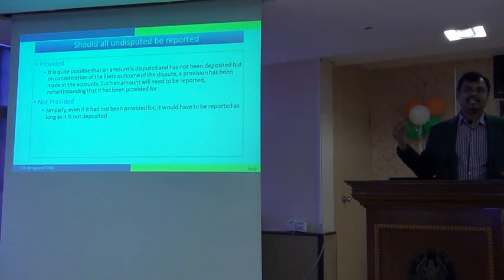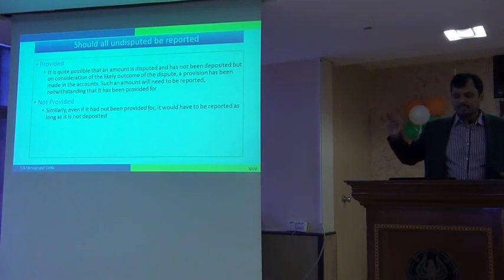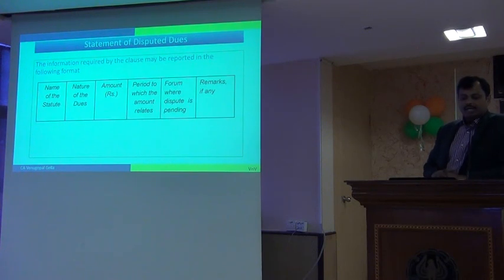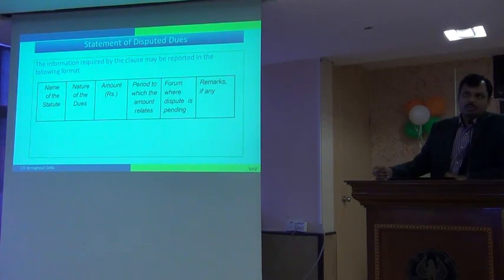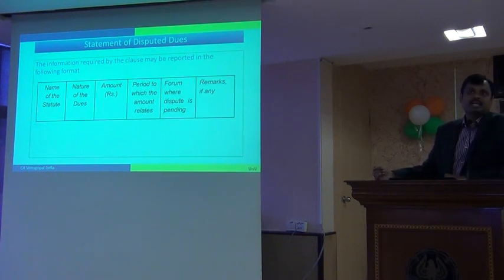See, making a provision, it is an accounting judgment, it has got nothing to do with the GST. But for the purpose of reporting, you wouldn't take cognizance of whether or not it has been provided. You would have to report all disputed dues. So wherever there is a dispute, all those disputed dues, again name of the statute, nature of the due, amount, the period for which it relates to, the forum in which it is pending, whatever the remarks, if any. So even if there is a disputed due which has been provided, you will still report. If it is not provided, you would still report. Mere provision doesn't mean that you have acknowledged it as your liability. Sometimes, as a caution, you would want to make a provision in the books. So mere provision doesn't take away the nature that it is a disputed liability.